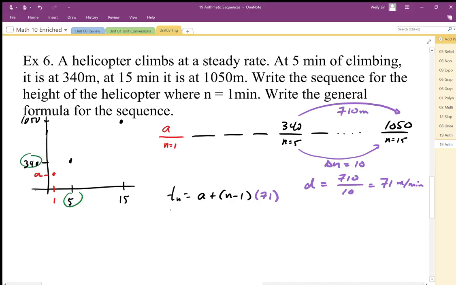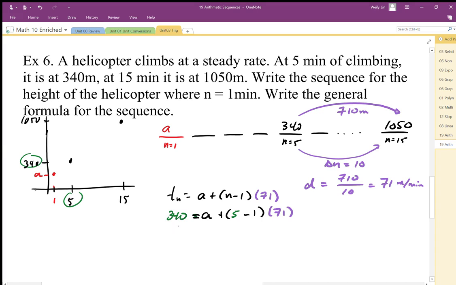So there's my Tn and n. So at 340, that's going to be equal to the starting position plus n was 5 minus 1 times 71. And this is just like how I solve my slope and y-intercept problems. Once I get my slope, I can just plug in my coordinate to find my y-intercept. And that's what essentially I'm doing here.